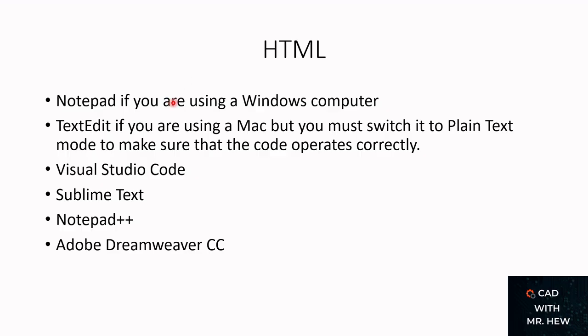Now, how do you produce your HTML document? You can use Notepad if you are using a Windows computer. You can use TextEdit if you are using a Mac, but you must switch it to plain text mode to make sure that the code operates correctly. You can use Visual Studio Code. You can also use Sublime Text. You can use Notepad++, or you can use Dreamweaver CC.